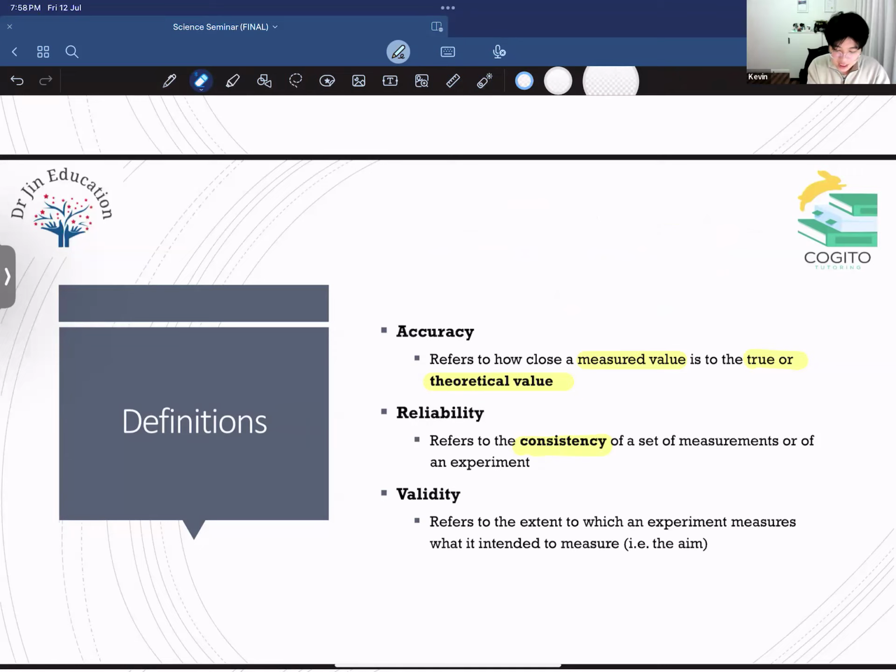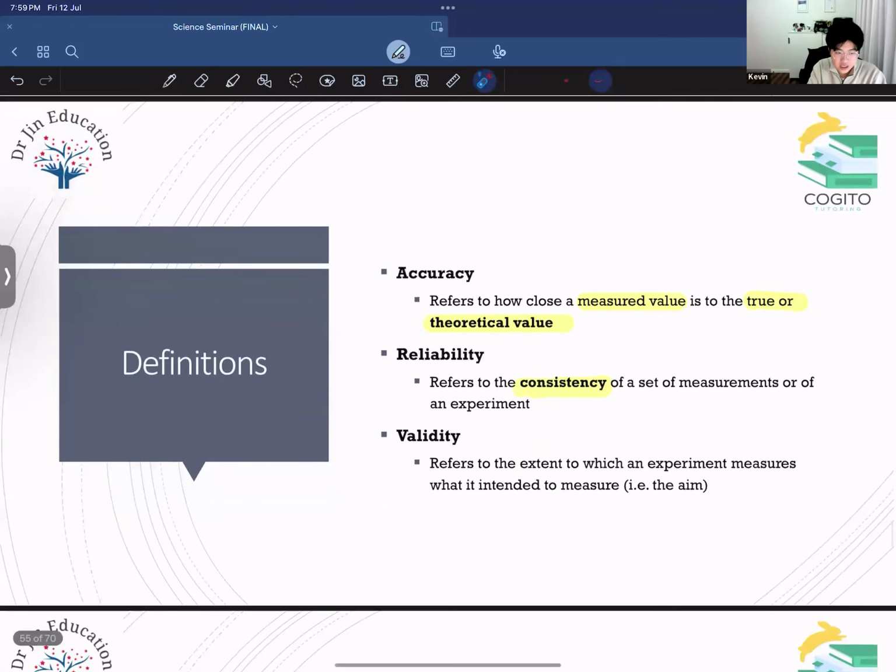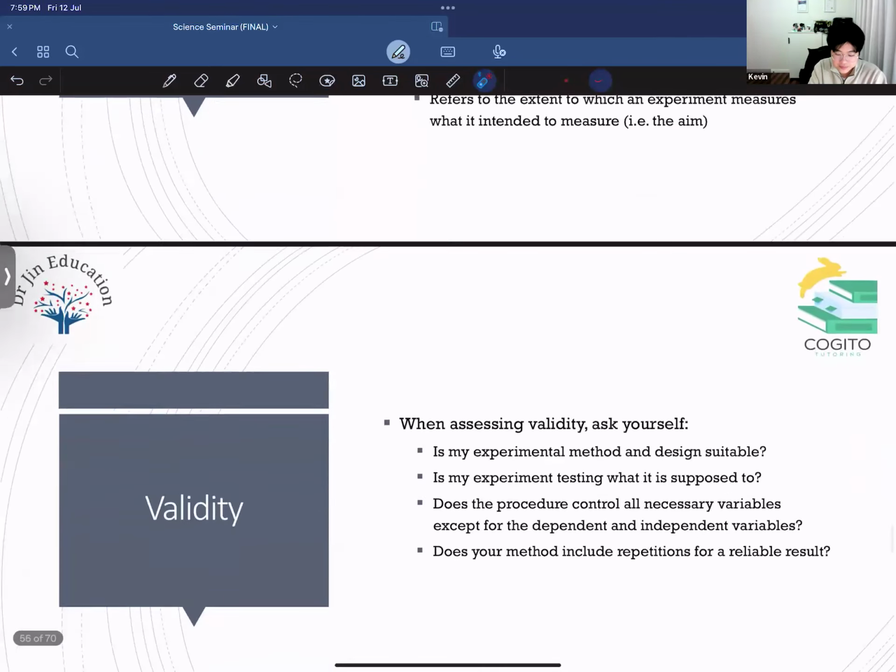Lastly, validity. What does validity mean? It refers to the extent to which an experiment measures what it intended to measure. So for example, the aim: if I'm measuring the temperature of the water, make sure it is the temperature of the water. Make sure you're not measuring anything else. Validity can be impacted by a lot of things, and we'll quickly talk about it.